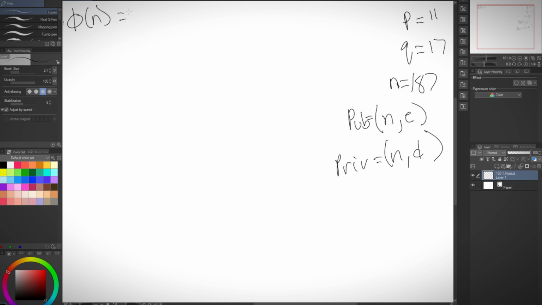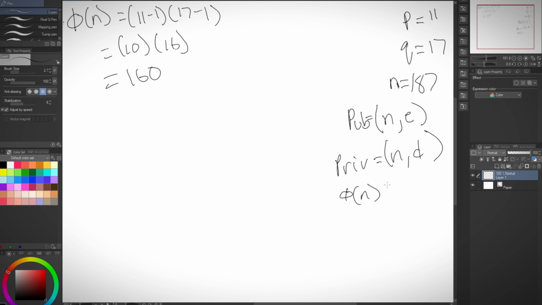So P minus 1 would be 11 minus 1, multiplied by 17 minus 1. Relatively easy. We can calculate that. 11 minus 1 is 10. 17 minus 1 is 16. And we know that this is equal to 160. So we found our phi of N. In this case, phi of N equals 160. By the way, N is 187, so phi of 187 is equal to 160. Just keep that in mind.